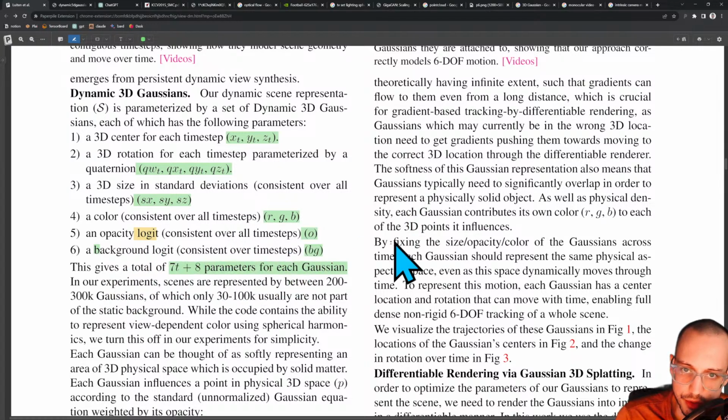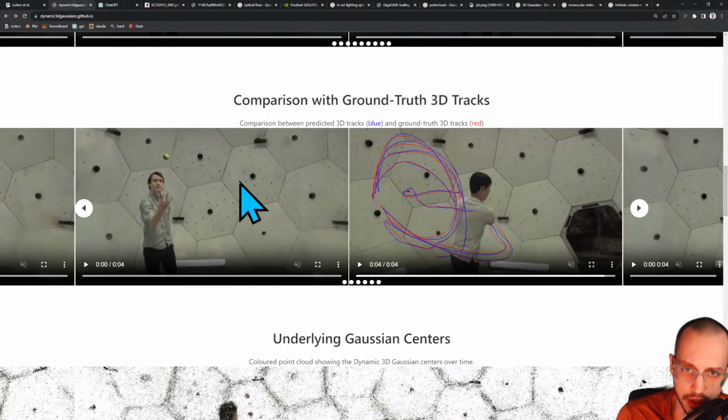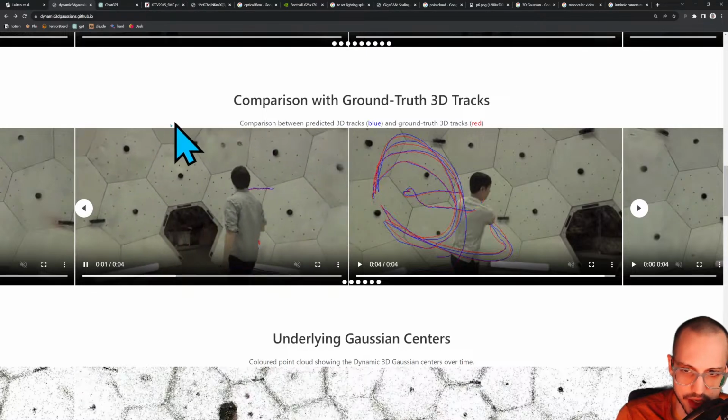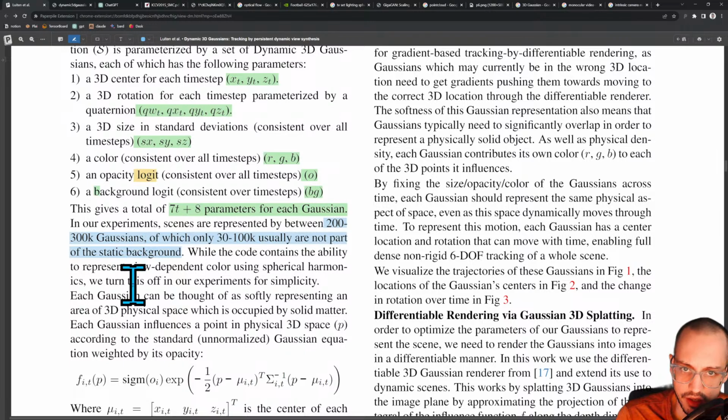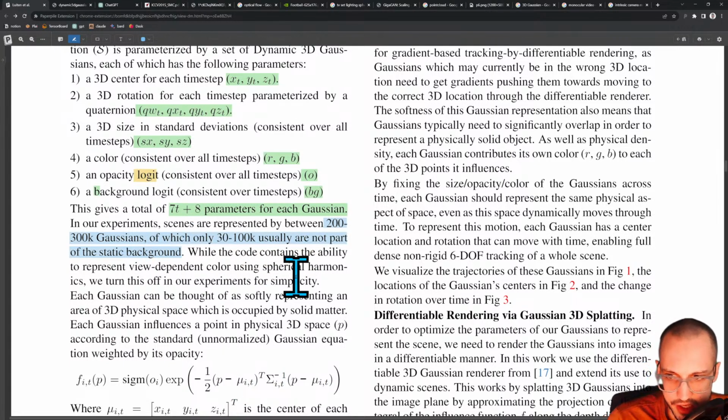Scenes are represented by between 200 to 300,000 Gaussians, of which 10 to 30 to 100,000 are usually not part of the static background. Okay, so 300K individual little Gaussians and maybe 100K to represent the actual foreground. So most of the Gaussians are actually just the background. Kind of interesting. While the code contains the ability to present view-dependent color using spherical harmonics, we turn this off for simplicity.